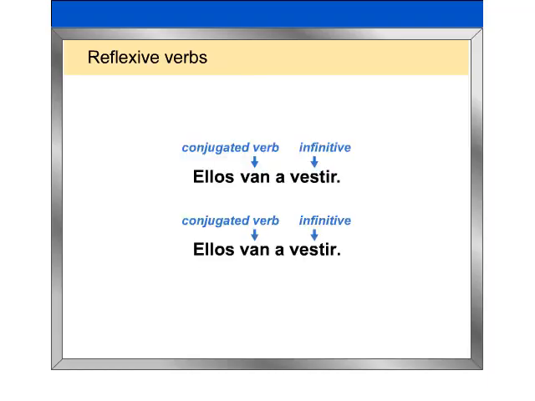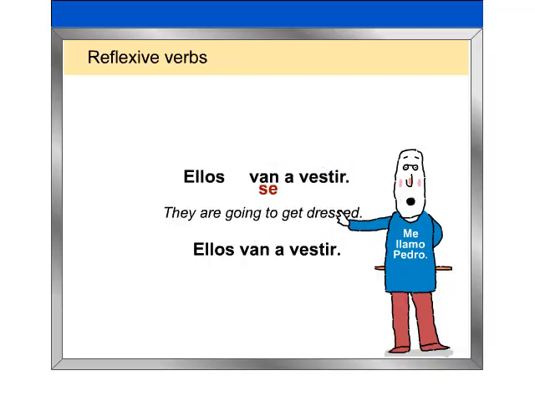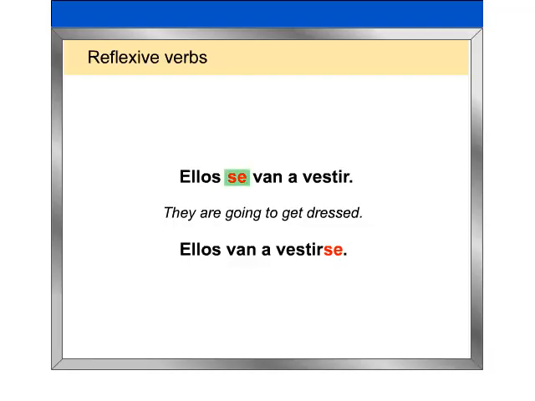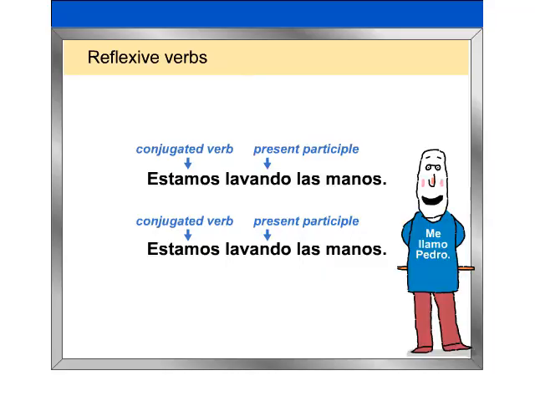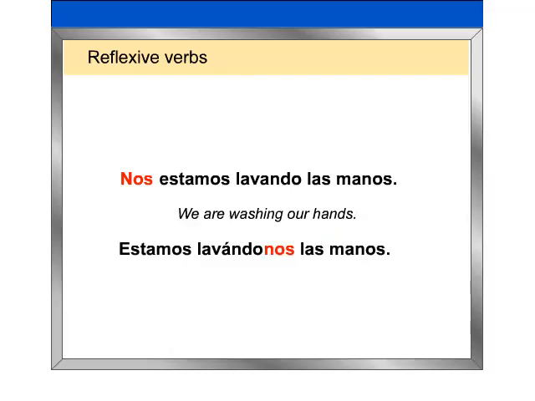Like object pronouns, reflexive pronouns generally appear before a conjugated verb. With infinitives, they may be placed before the conjugated verb or after the infinitive. Ellos se van a vestir. Ellos van a vestirse. The same holds true for present participles. With them, reflexive pronouns may also be placed before the conjugated verb or attached to the present participle. Nos estamos lavando las manos. Estamos lavándonos las manos.